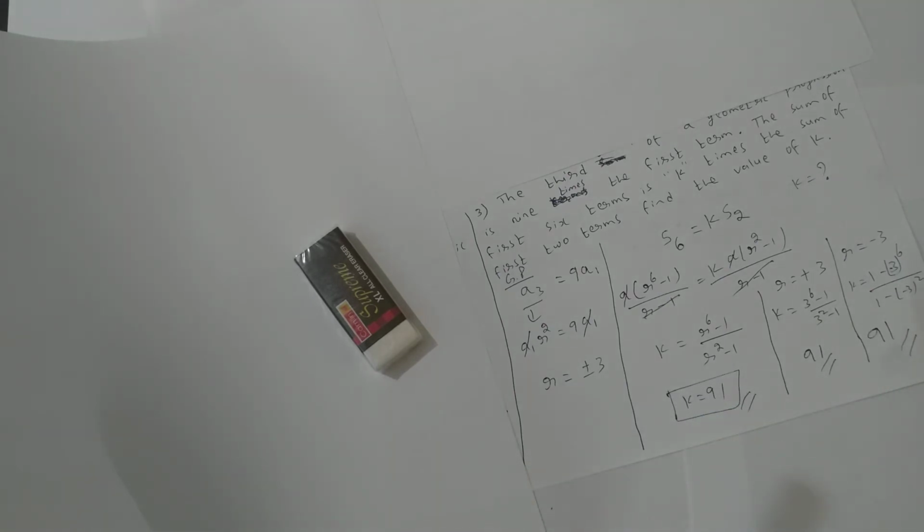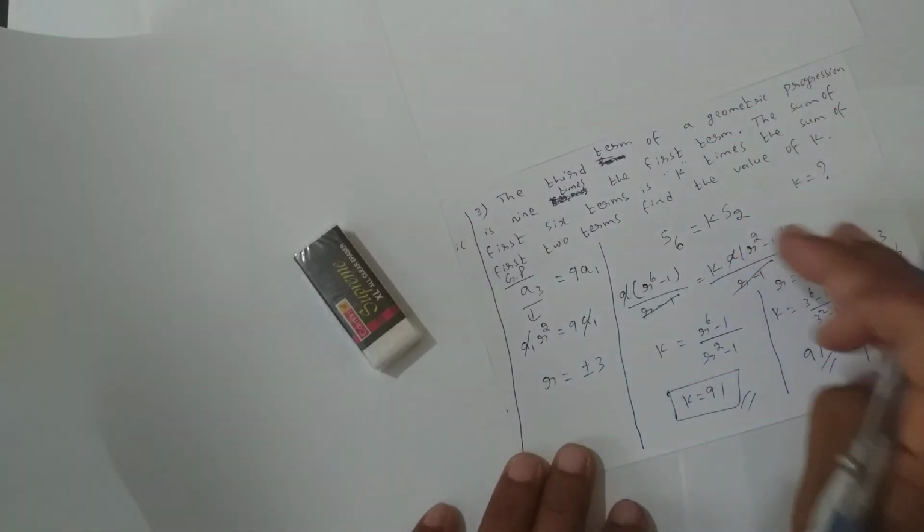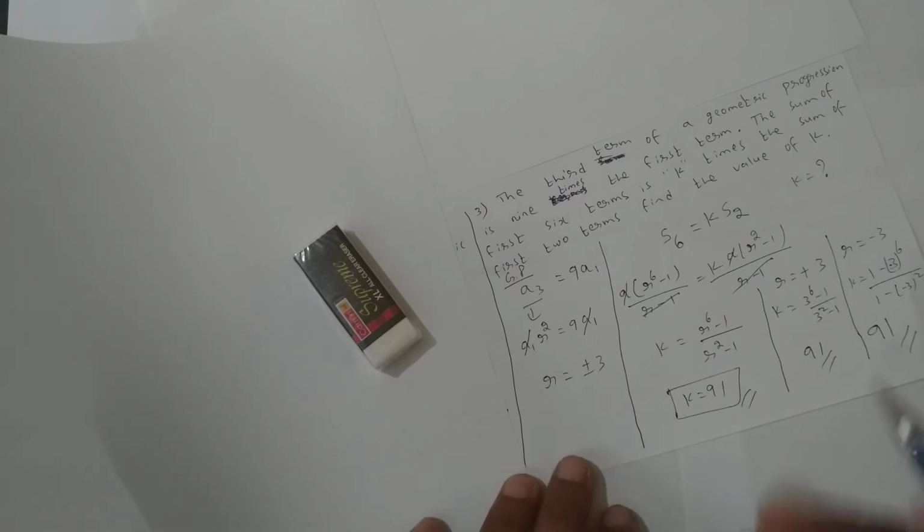Am I clear with the sum? First just read and write in mathematical form. Then you apply the formula, simplify, you will get whatever he is asking. Clear enough? You should understand these sums clearly. Okay, look at next sum.